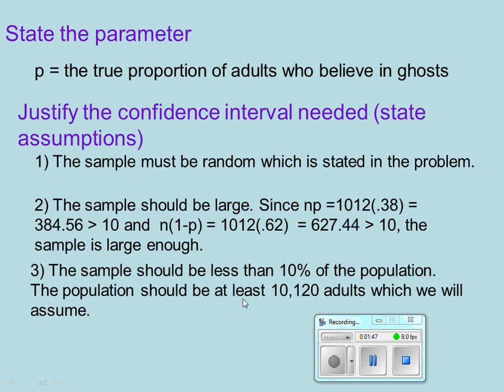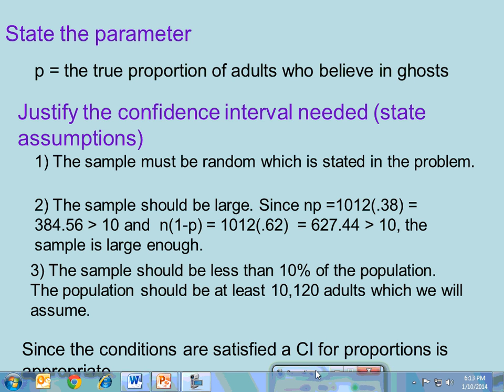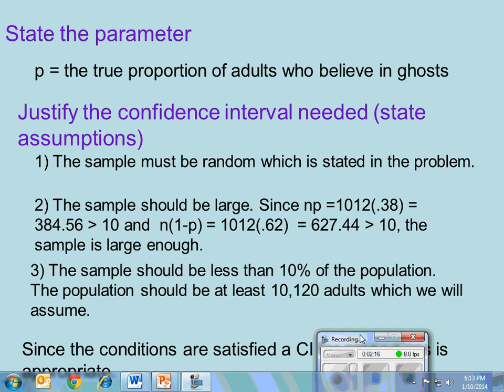And hopefully it's not too large. The sample should be less than 10% of the population. The population should be at least 10,120 adults, which we'll need to assume. So again, there's that difficulty. We'll have to assume that that is true. And since the conditions are satisfied, a confidence interval for proportions is appropriate.